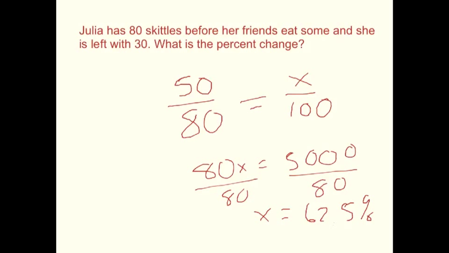Which should make sense to us because if she went from 80 to 40, it would be a 50% decrease or 50% change. And if she's going from 80 to 30, it has to be a greater decrease than 50%, and it's 62.5%.